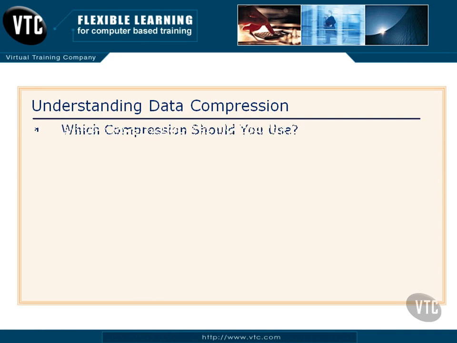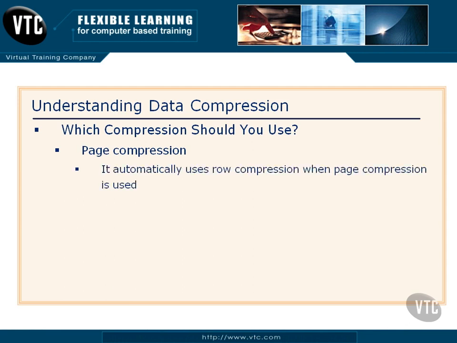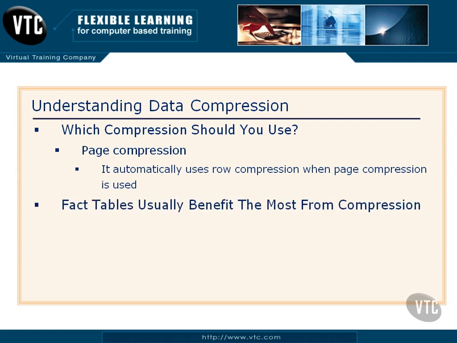Now, here's where it comes into play for you, especially on the exam. What compression should you use? Generally, you should use page compression, because it will automatically implement row compression when you're using page compression. But if you use row compression, then you can't use page compression. I hope that makes sense. So the bottom line: use page, and it will implement row along with it. And the fact tables usually tend to benefit the most from compression. That's a general rule, so watch for that on the exam, simply because fact tables tend to be larger, they get larger and larger, and they have some duplicate data in them.